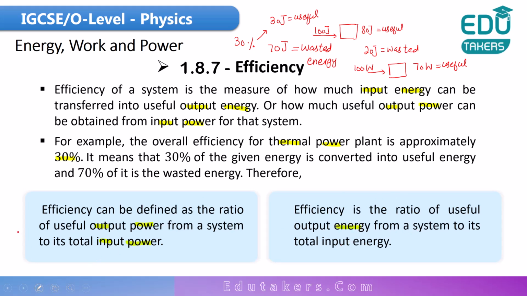I can simply say here, when you have to write the formula for efficiency, it is basically the ratio of useful output power. So I write here useful output power and I have to divide it by the total input power to find the ratio. So here is total input power. This formula is basically used when you have to calculate the efficiency.